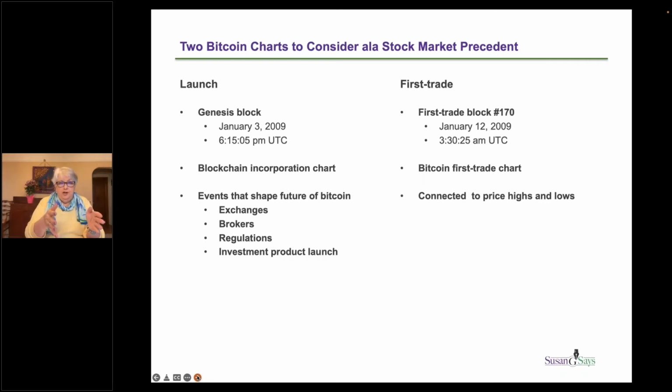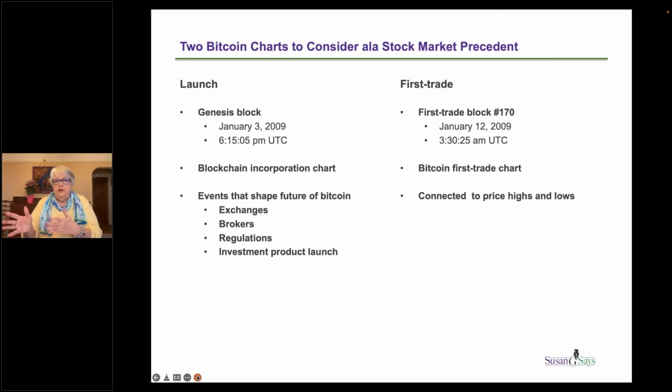So the launch chart, the Genesis block for Bitcoin, I think is akin to a stock and corporation chart. I think it signifies the start of the blockchain. And so I expect to see connections to that chart, events that shape fundamentally the future of Bitcoin: new exchanges, new brokers coming on, new regulations, new product launches, things like that.